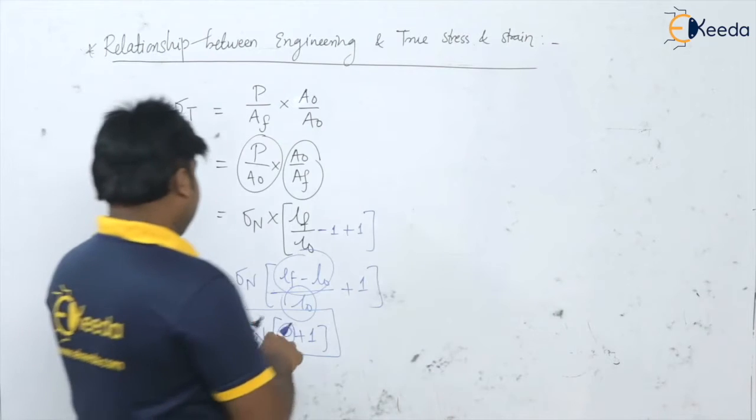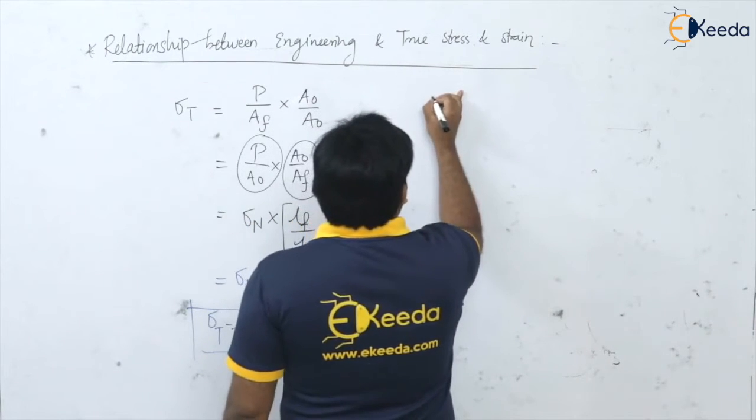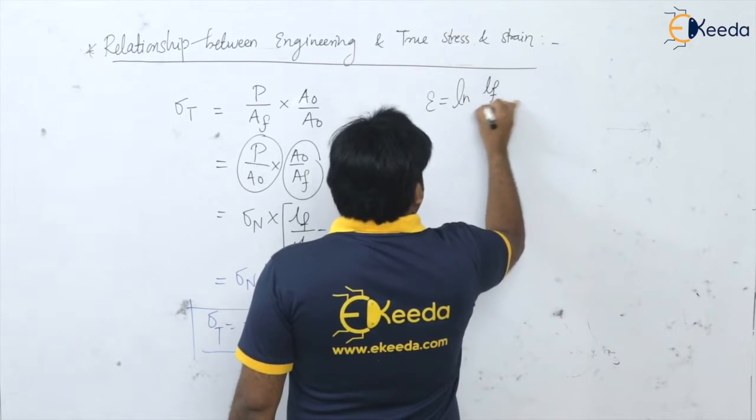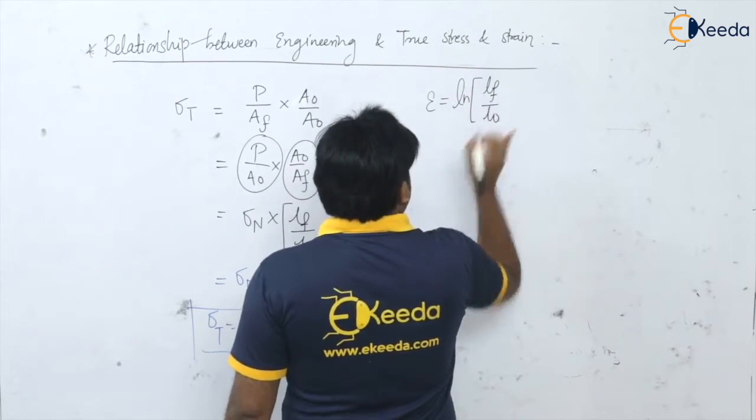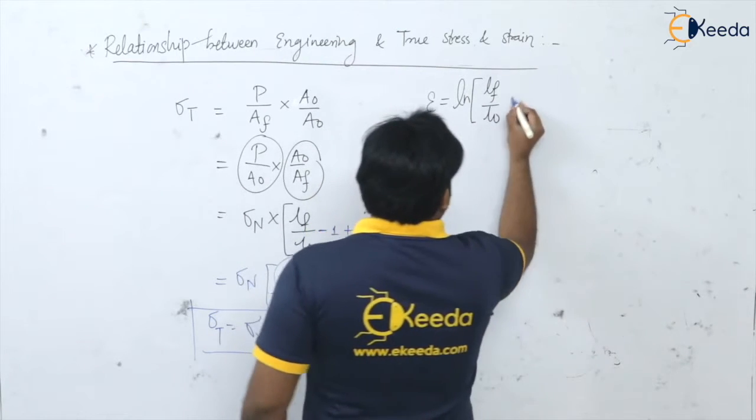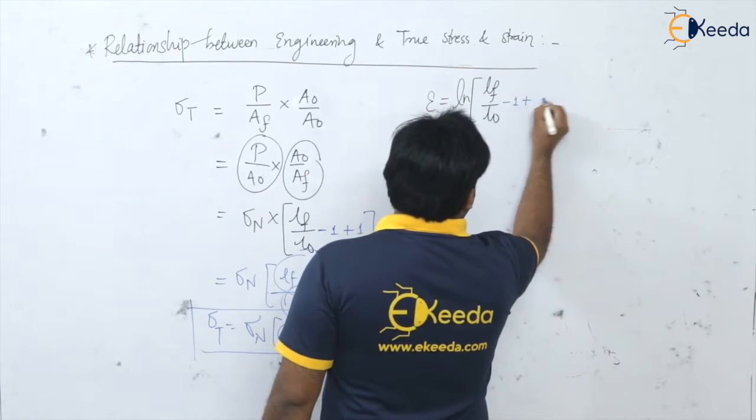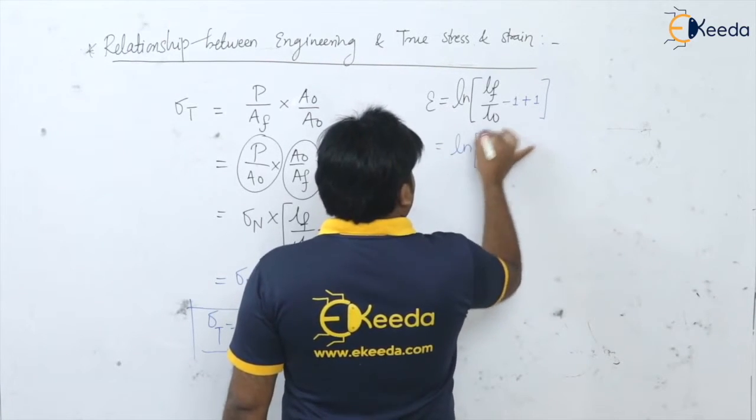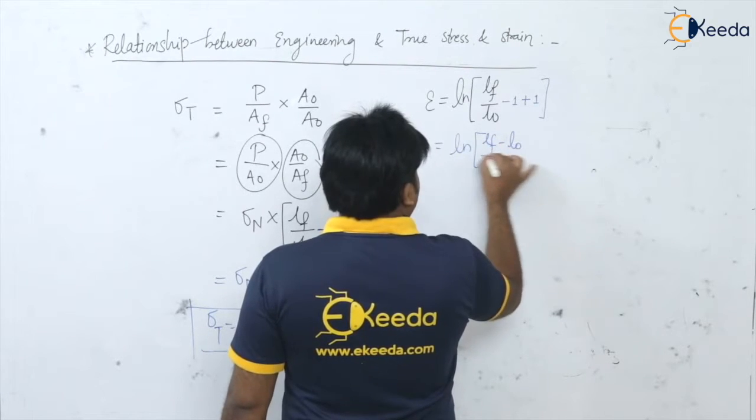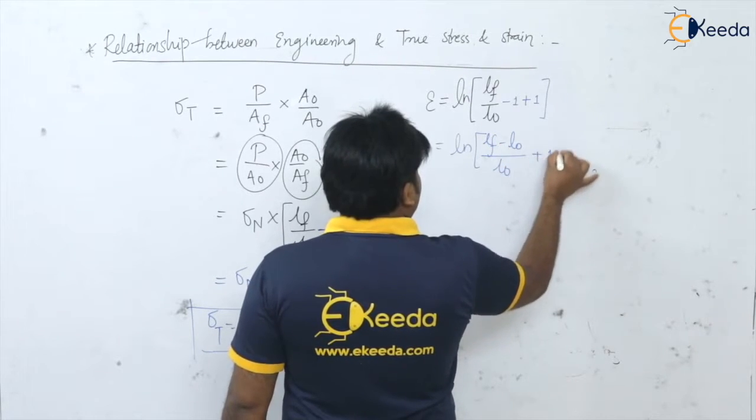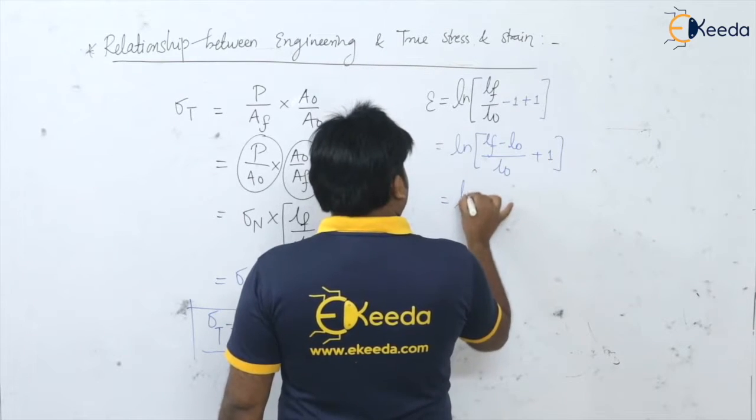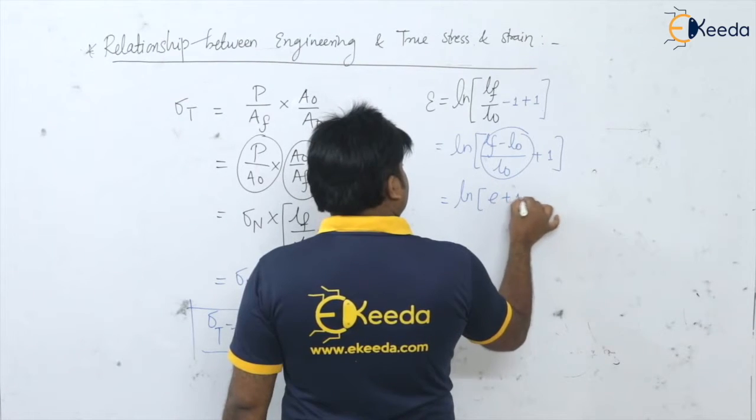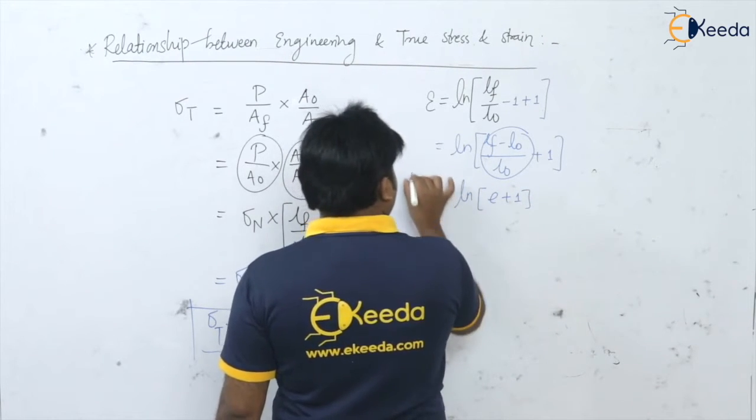Now for the strains, very simple again. We know the true strain is ln of L final divided by L original. We have seen this formula. So again, same thing I am doing. I will subtract one, add one. So ln of (L final minus L original) divided by L original plus 1. So ln of, what is this again? Change in length by original length, E plus 1. Very, very important.